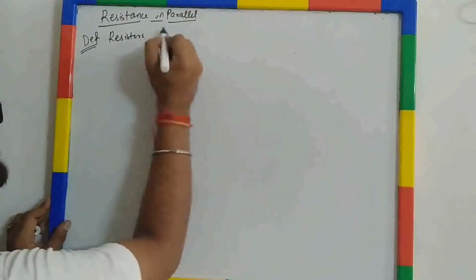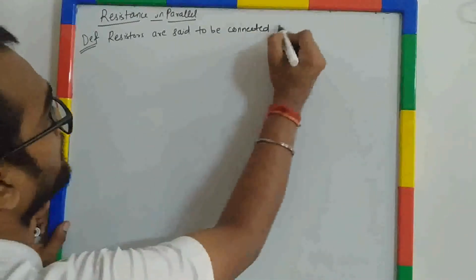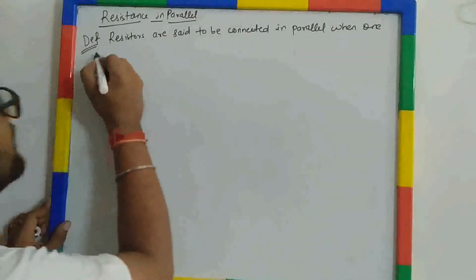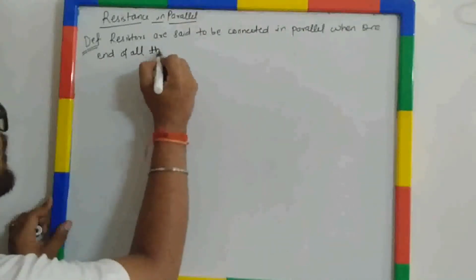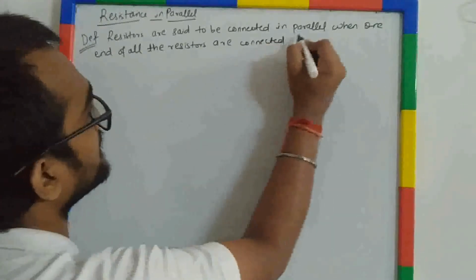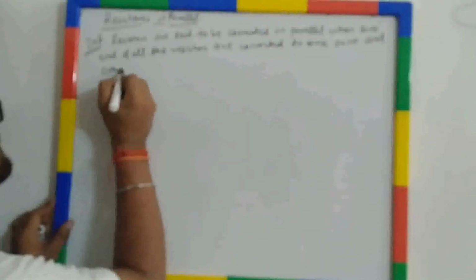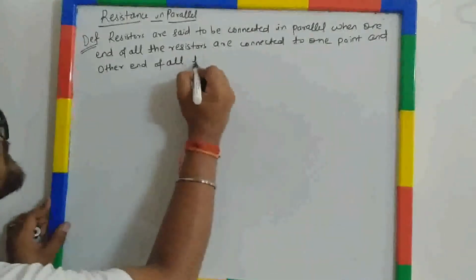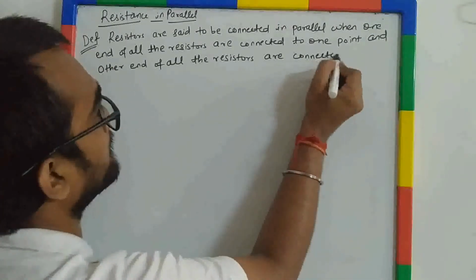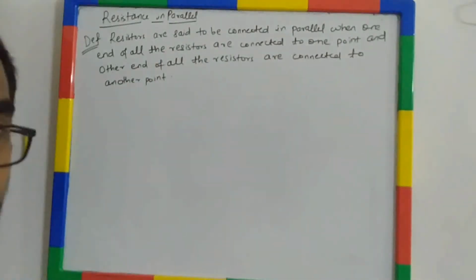Resistors are said to be connected in parallel when one end of all the resistors are connected to one point and the other end of all the resistors are connected to another point. To explain this definition, I will use a circuit diagram.